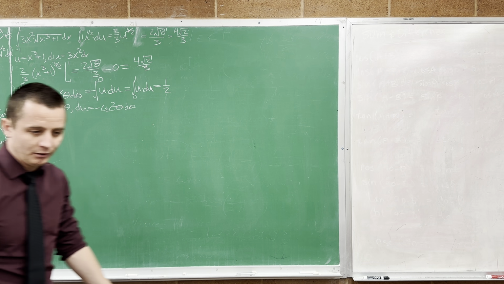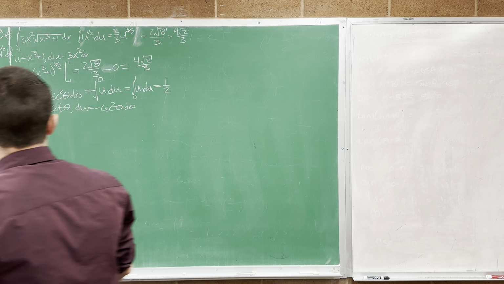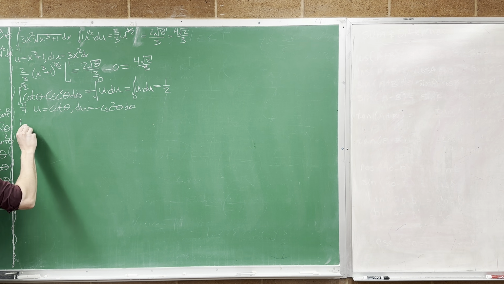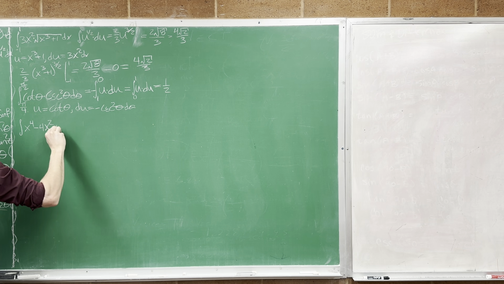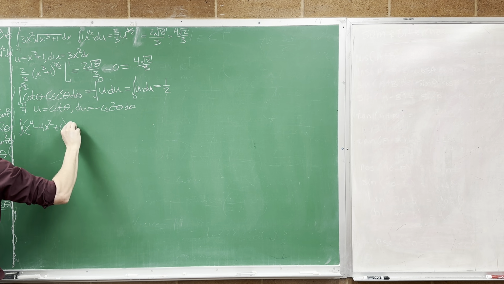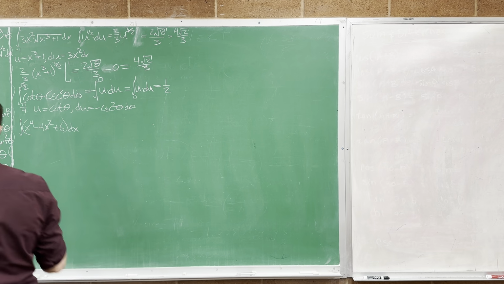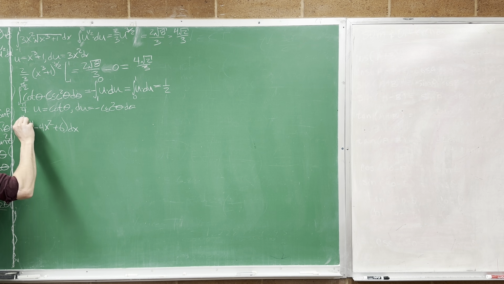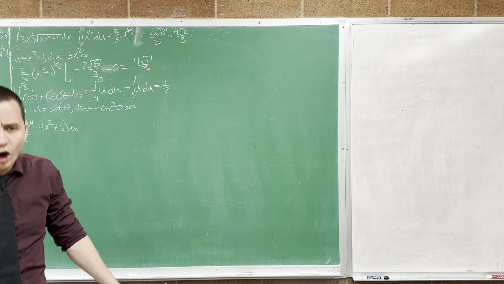Okay, let's try another example. The integral of x to the 4 minus 4x² plus 6 with respect to x, and our bounds are from -2 to 2. Okay, before we evaluate this function, a nice thing to note about even and odd functions.